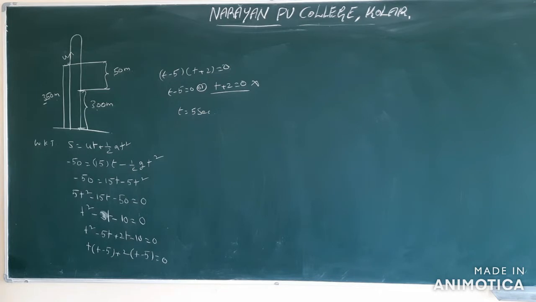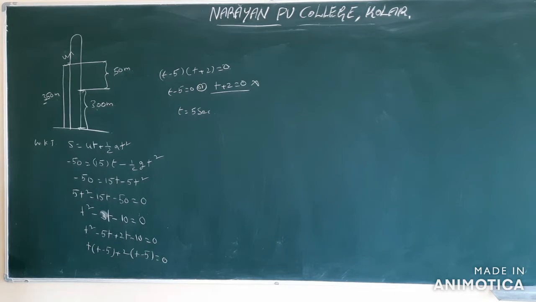See the question number 43. A rocket starts from rest and move upward with acceleration 5 meters per second square. See the problem carefully. Rocket is starting from rest. Rest means initial velocity is 0 and move upward with acceleration 5. So it is not minus g. Okay, a value 5 there.